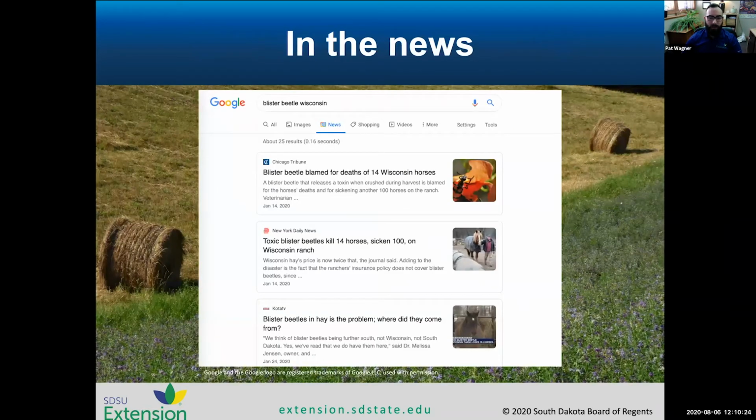So I wanted to show this. Maybe some of you would be familiar with these things showing up in the news. This was earlier this year. You can kind of see the dates there. It's in January. I think this happened over the winter there in 2019. But basically, I just did a Google search for blister beetle in Wisconsin, and you see all these news stories that pop up.